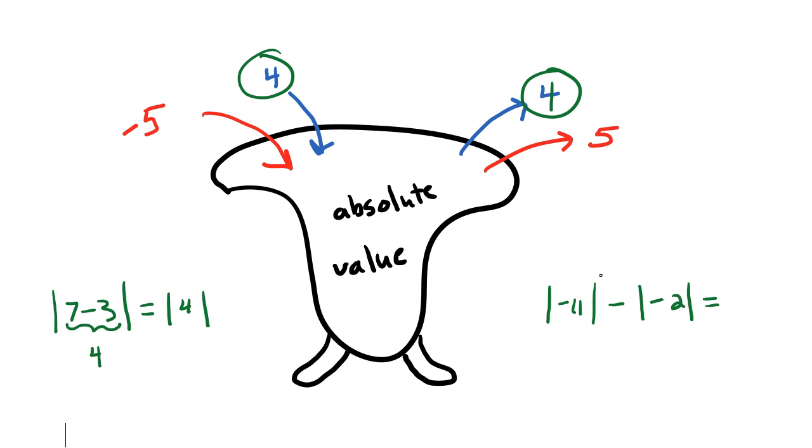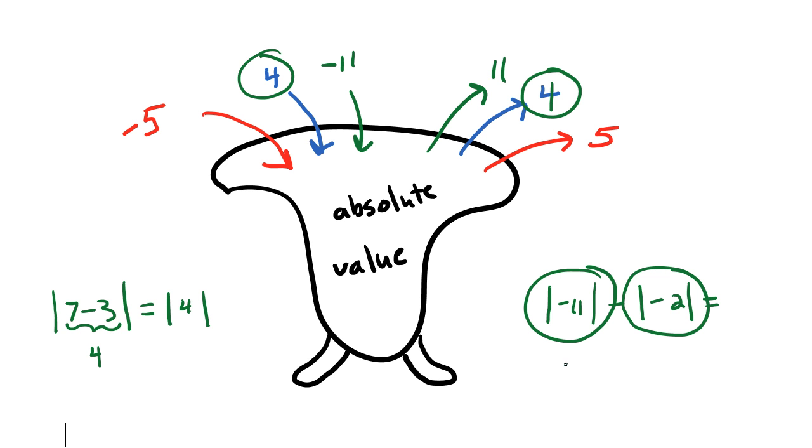Now over here, you've got 2 separate quantities that are ready to go into the tub. So put the negative 11 into the tub and it comes out as a positive 11. And then you put the negative 2 into the tub. It comes out as a positive 2. And then you are told to subtract those and get 9. So never put anything into the absolute value tub unless it's a single number that's in the brackets.